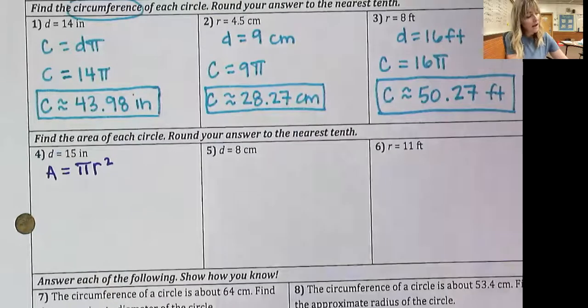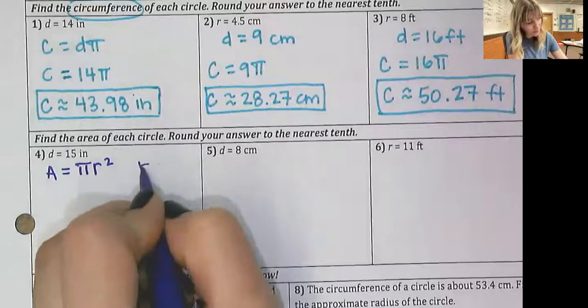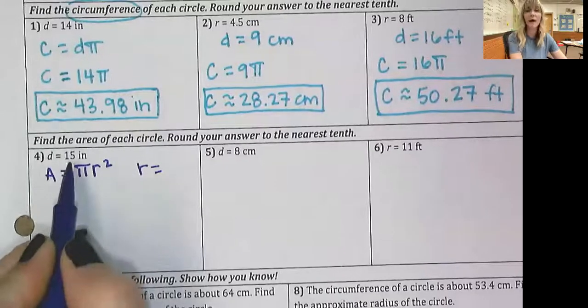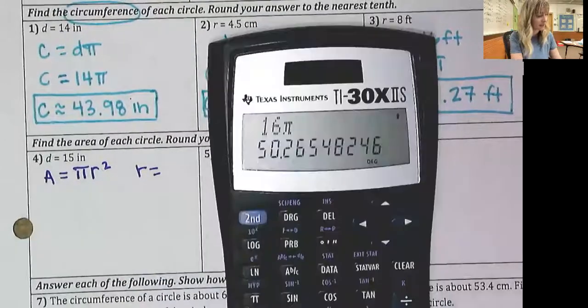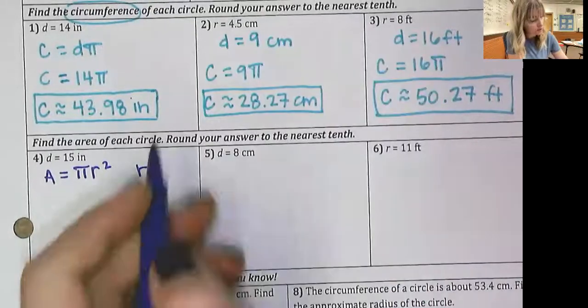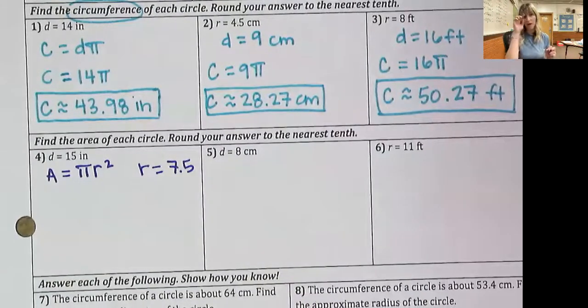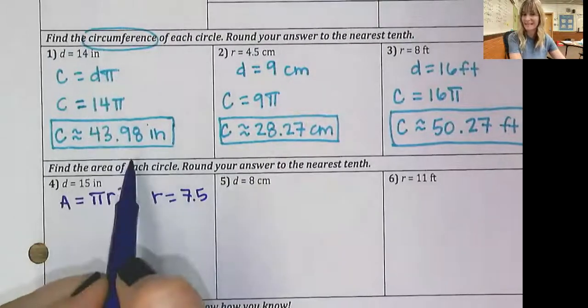So I have given you the diameter. So the first thing we need to recognize is I need to do half of that, or 15 divided by 2, so that I'm making sure I'm using the correct measurement. So the radius is 7.5 inches. So when you're dealing with circumference, diameter is the easiest.